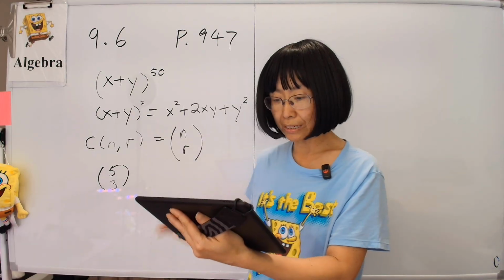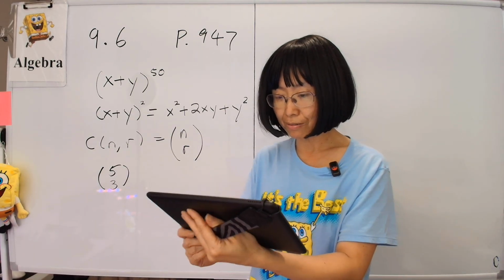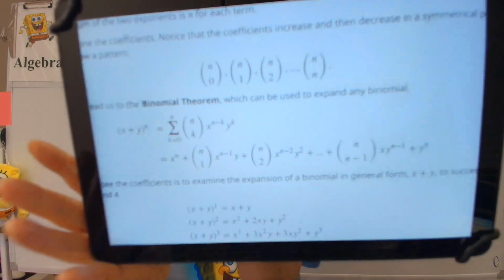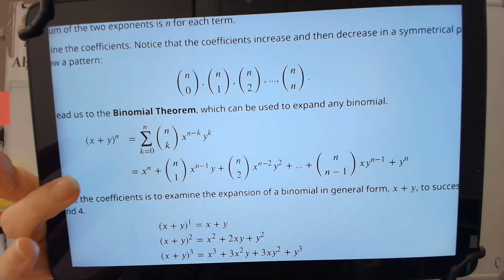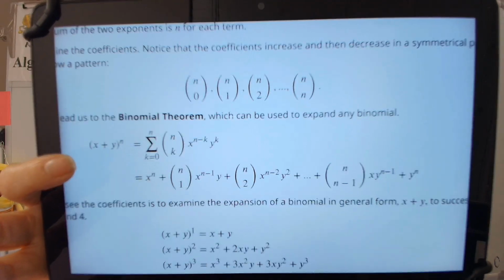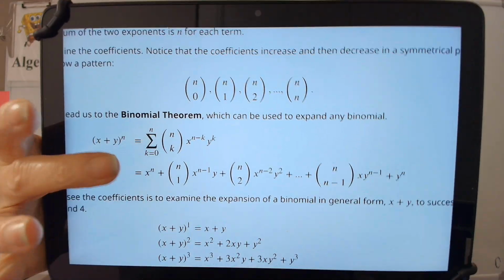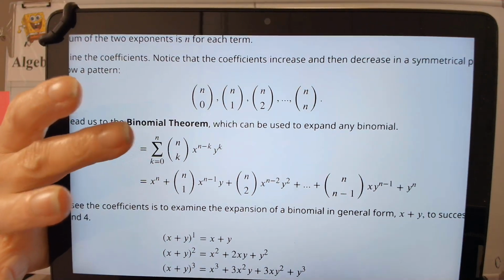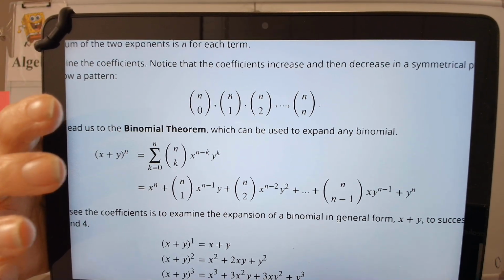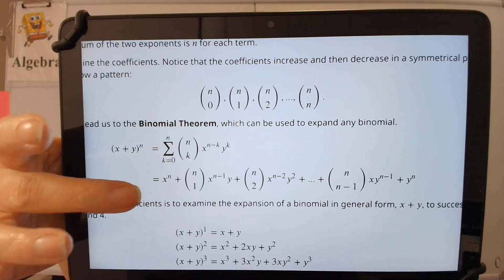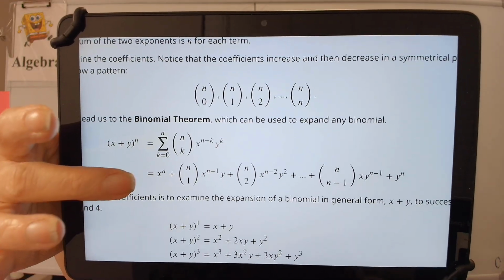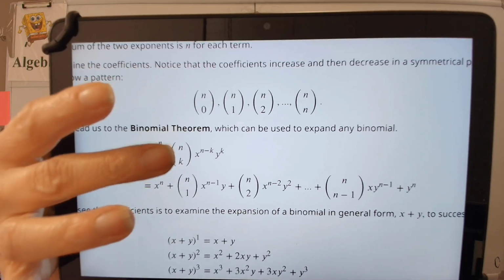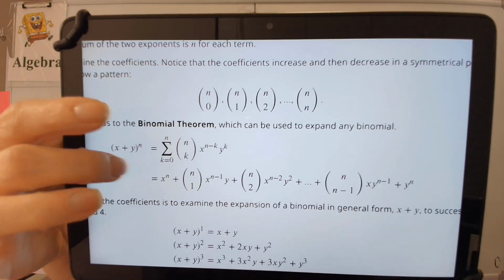Next, we are going to look at the binomial theorem, which is on the following page, page 948. The binomial theorem looks very, very long. It says (x + y)^n equals the sum from k = 0 to n of n choose k times x^(n-k) times y^k. If you write this out, when k is 0, it's just x^n, because y to the power 0 is just 1.